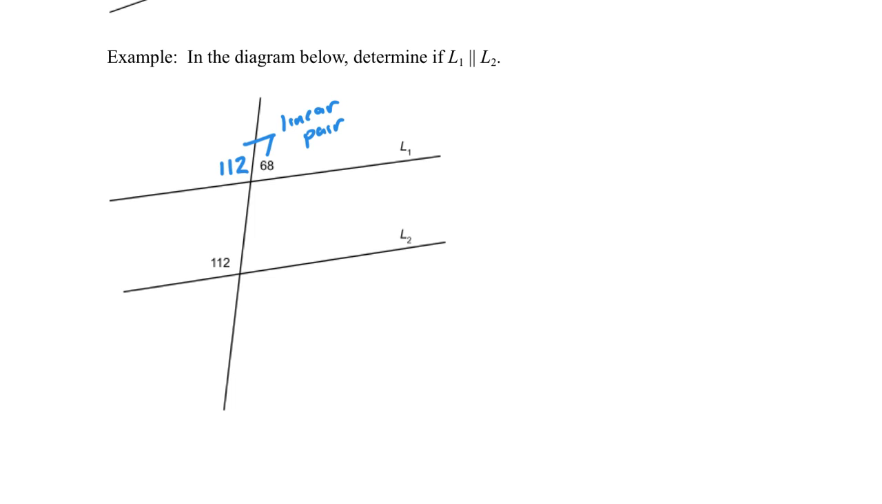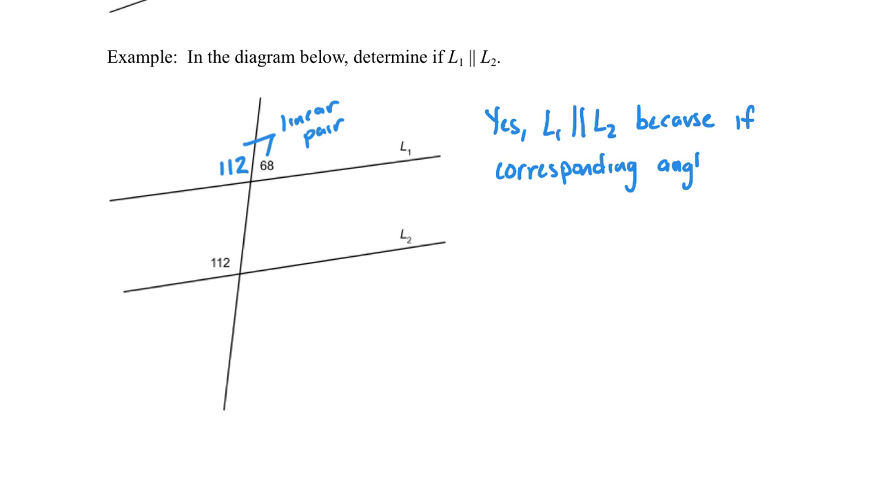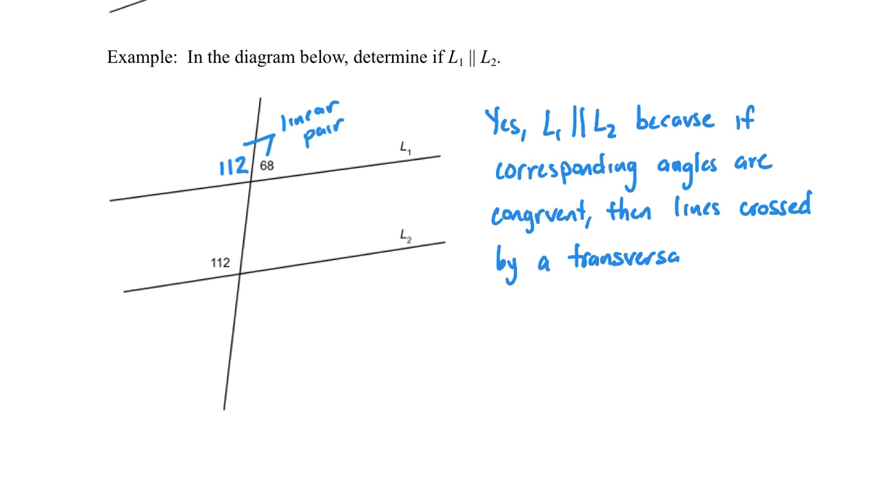I'm going to write up my explanation. I'm going to say, yes, line L1 is parallel to line L2 because if corresponding angles are congruent, then lines crossed by a transversal are parallel.